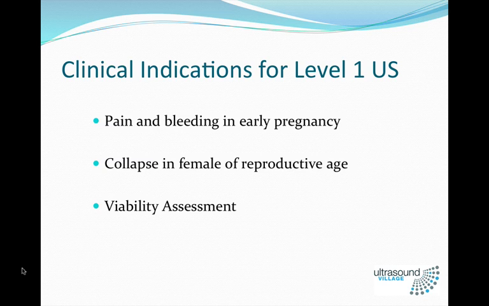Indications for level 1 ultrasound: pain and bleeding in early pregnancy, obviously, but sometimes you get collapse in a female of reproductive age and you haven't got a pregnancy test off them, you can't get urine, they're in shock, and you need to quickly assess them. And one of the things that happens is they have an ectopic, they get a belly full of blood, they've got an empty uterus, and you can tell that very quickly. The other group is just checking for viability in very anxious patients, and we're often faced with that. And that is something we can do with not a huge amount of ultrasound education.